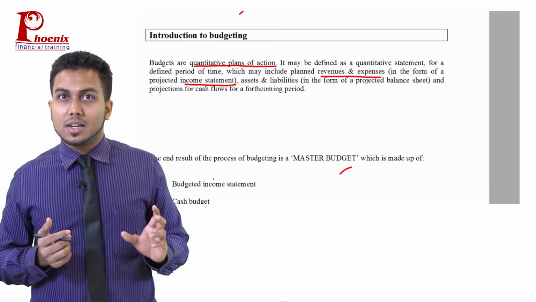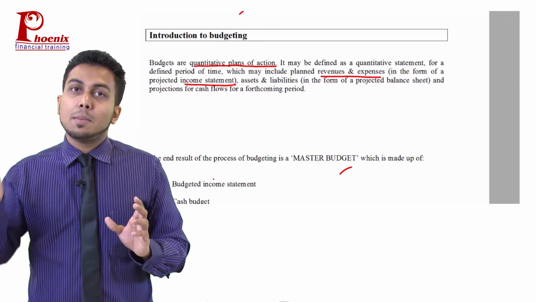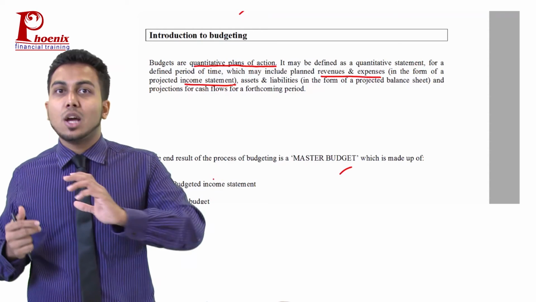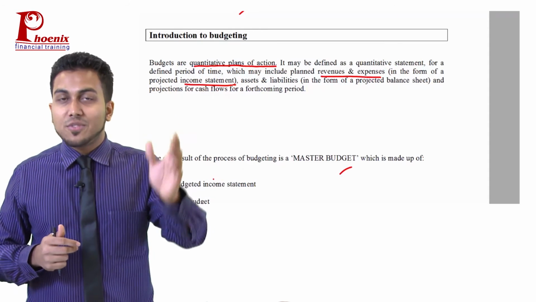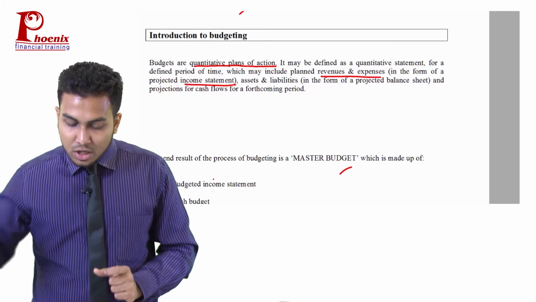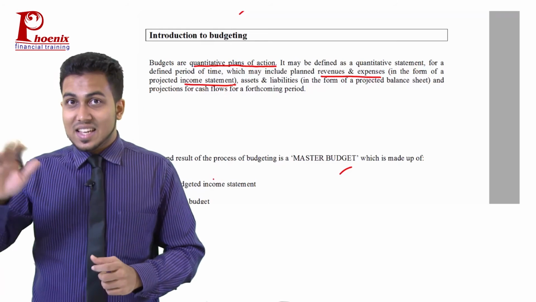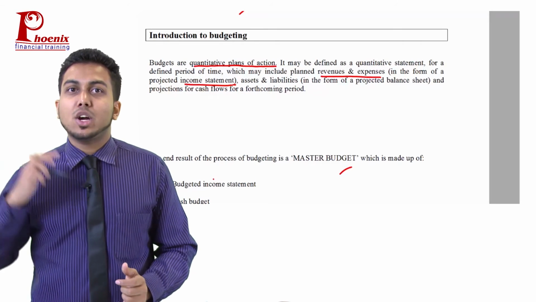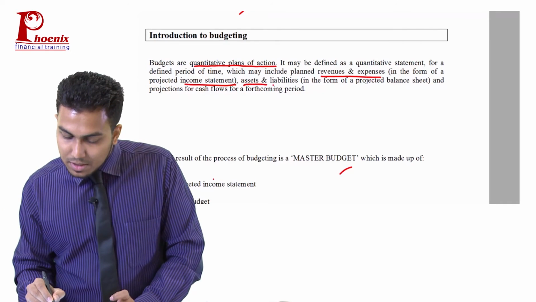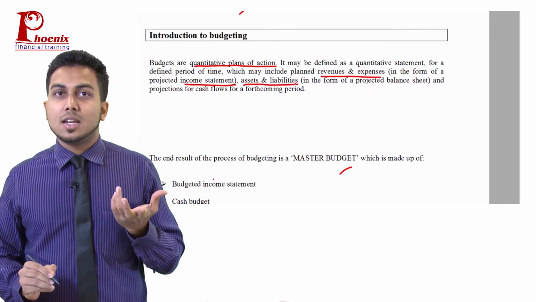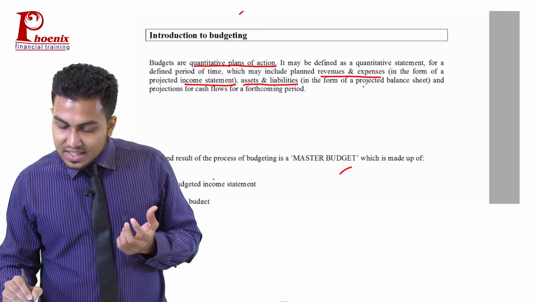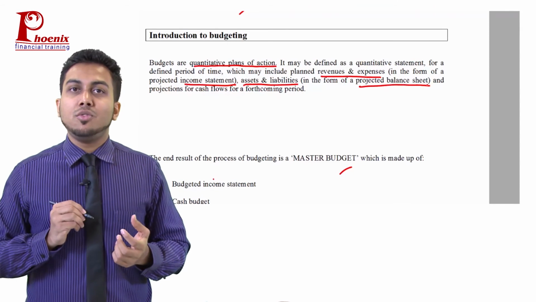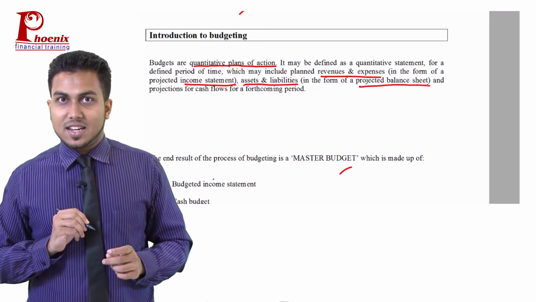At the same time, I can also budget the amount of assets that I'm going to have in the coming period. Am I going to purchase some additional machinery? Am I going to sell off some of my premises? What are the fixed assets going to be at the end of the next period, and things like that? And liabilities also. How many loans will I have outstanding to be paid off, and so on. So assets and liabilities can also form a part of your budget, and that is called a budgeted or projected statement of financial position, or balance sheet.